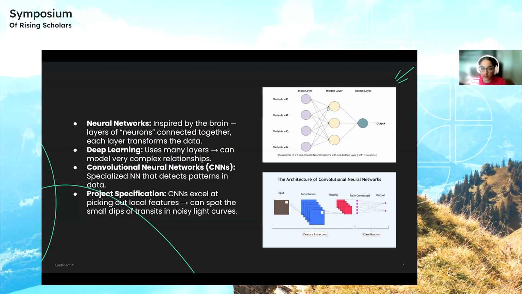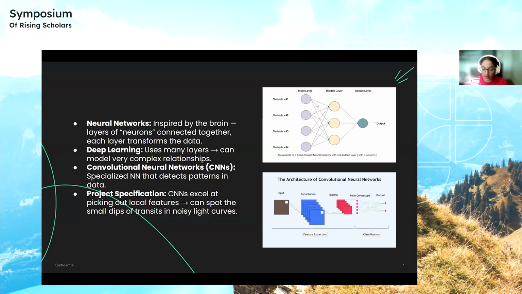And flux is just another term for the brightness of the star. And so deep learning just means that we use many of these layers that transform the data. And so each layer does its own transformation, and stacking them lets the network capture complex relationships in the data.